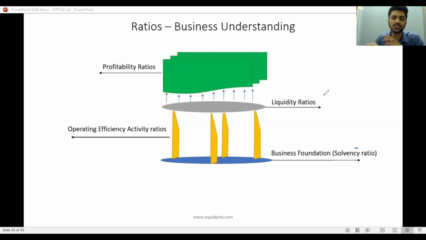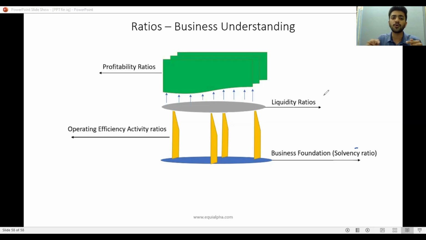I don't want you to just calculate these ratios and move on. That's not the agenda of this training, and I made that clear in the beginning itself. You need to start thinking in that manner. So whenever you see two balance sheets or a P&L account, just start thinking about breaking up the business. How will you break up any business?